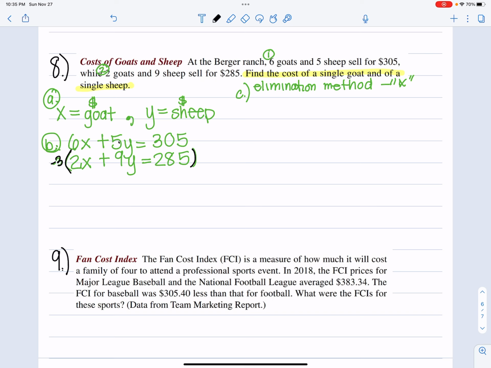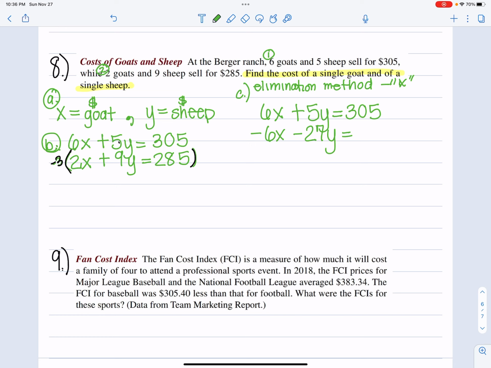Now, I'm eliminating x. The only equation that I have to multiply is the second one. So let me keep the first equation. So I get 6x plus 5y equals 305, right? That's the first equation. That keeps it like that. Second equation, I got to multiply by negative 3, right? Let's do it. Negative 6x, negative 27y equals, now let's multiply negative 3 and 285, right?